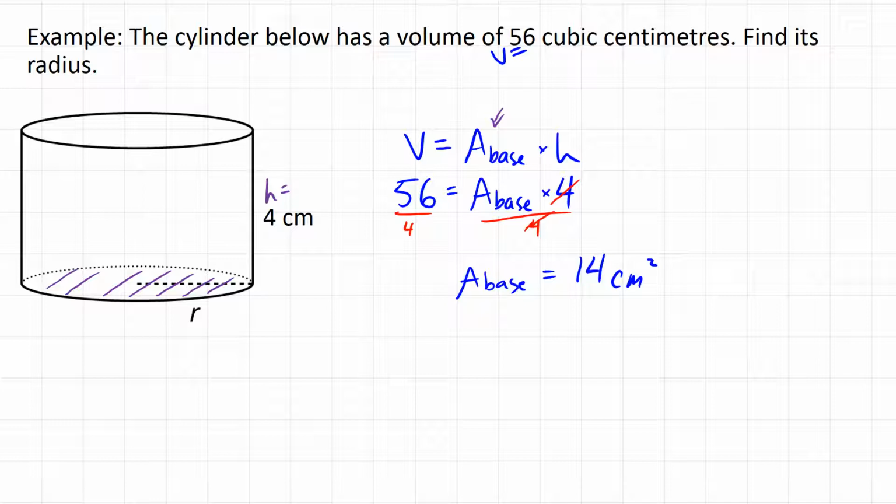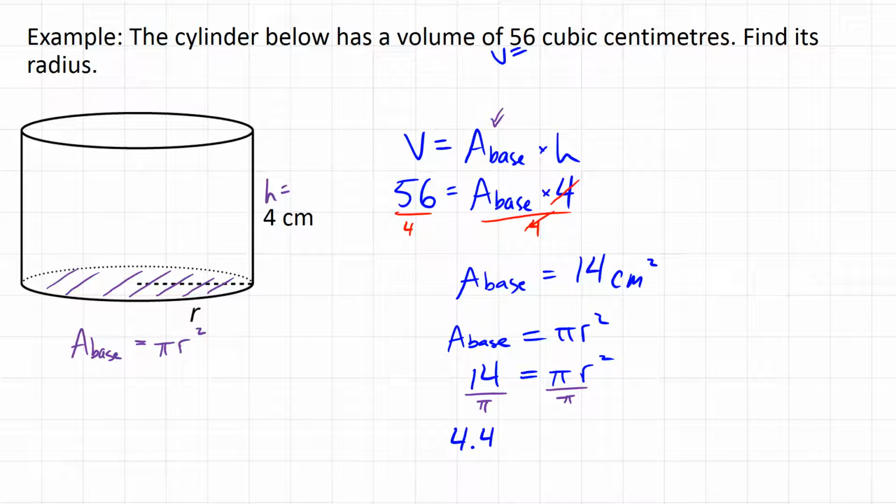Now I also know that the base is a circle, so the area of the base is pi r squared. That means that if the area of the base is equal to pi r squared, I know that 14 is equal to pi r squared. And now I can solve this for r. So I'm going to divide each side by pi. So 14 divided by pi, that gets me 4.456 is equal to r squared.